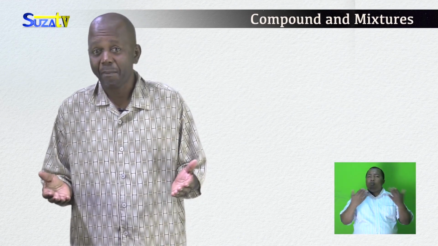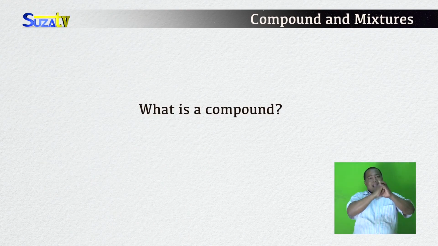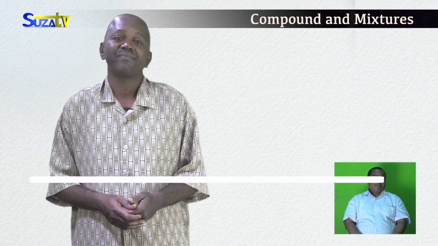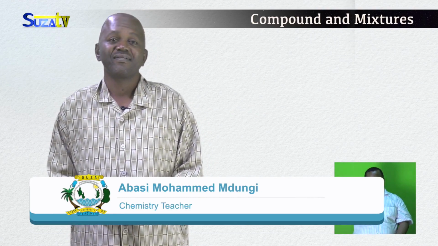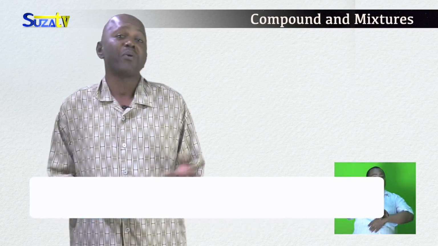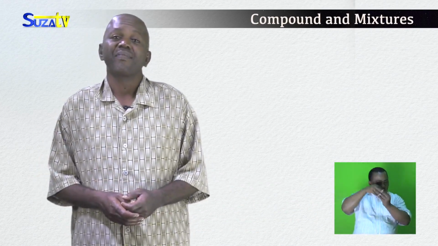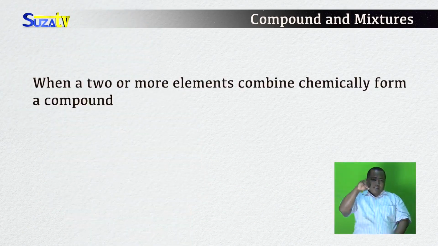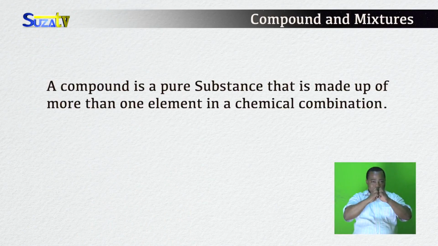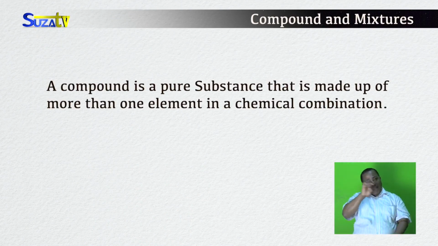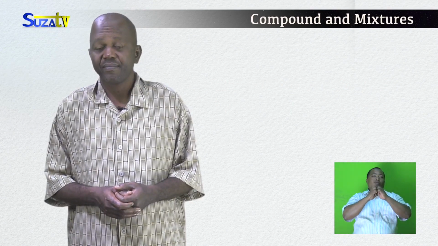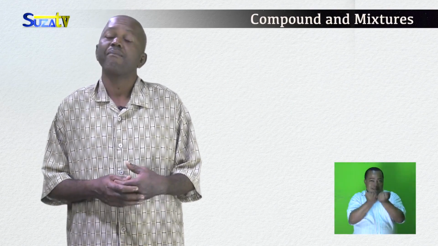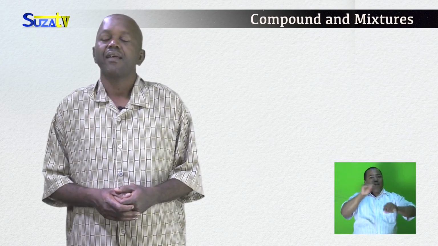Now, what is a compound? Yes, Ali? Very good. When two or more elements combine chemically, they form a compound. A compound is a pure substance that is made up of more than one element in a chemical combination.